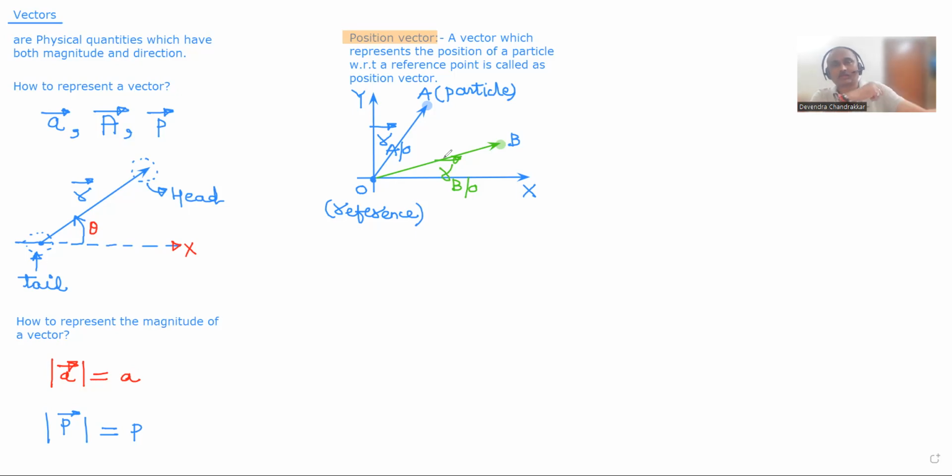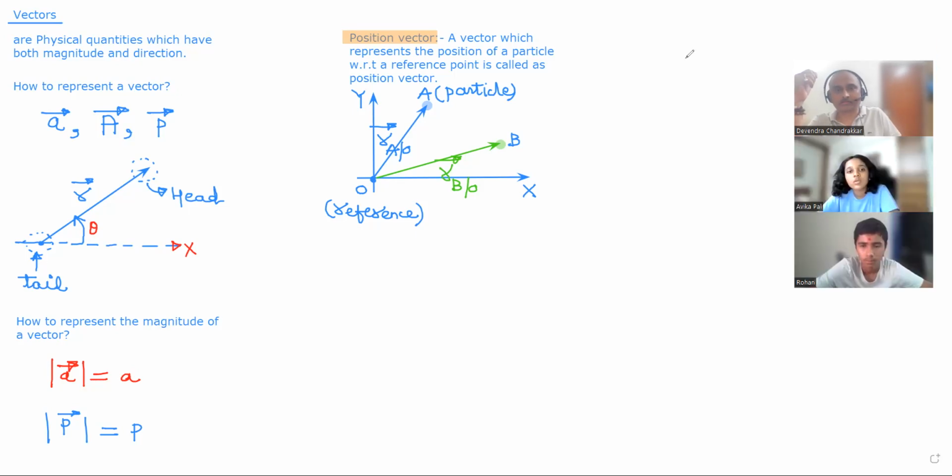I understood that part, but is this only for the position, or is this basically for the displacement, like the distance or the displacement? No, we cannot call it displacement or distance. It is simply denoting the position of a particle. If we want to write displacement, there is a different method to write it. Understood? Rohan, understood? Yes.